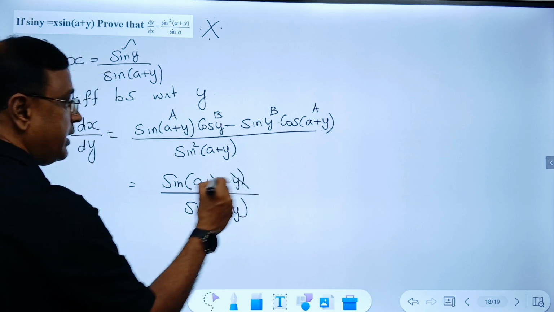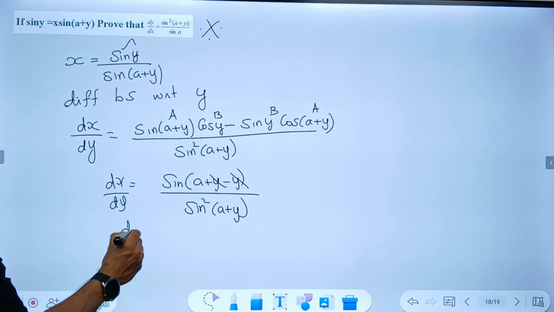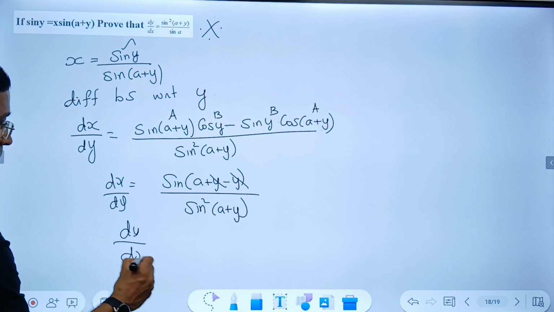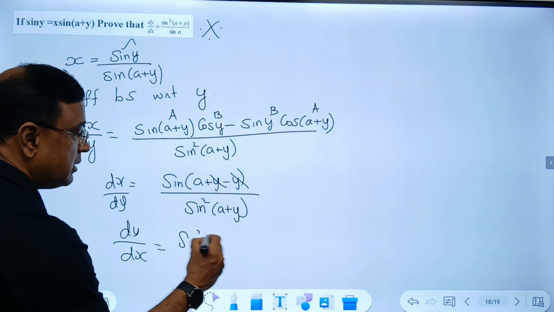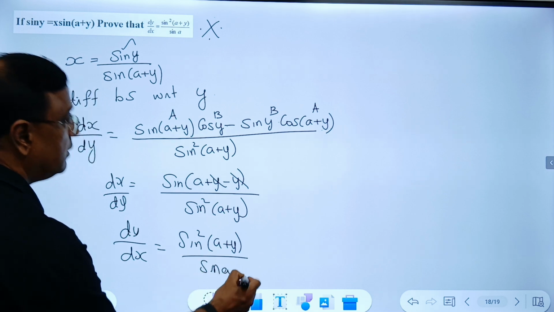So y and y cancel. This is dx by dy. Therefore, what is dy by dx? Dy by dx will be sine square of a plus y divided by sine a. This is what I wanted to prove.